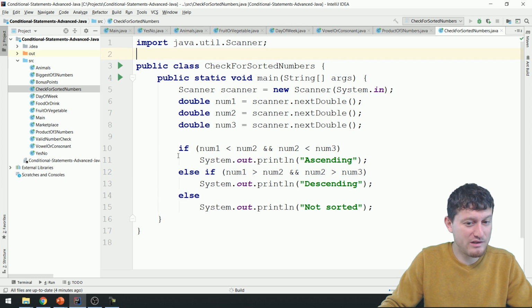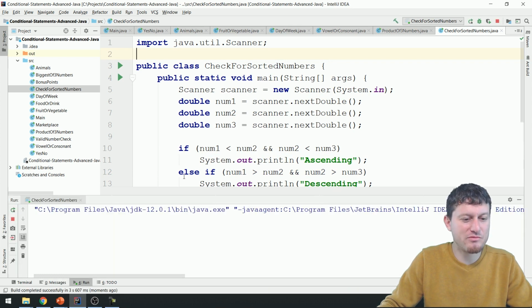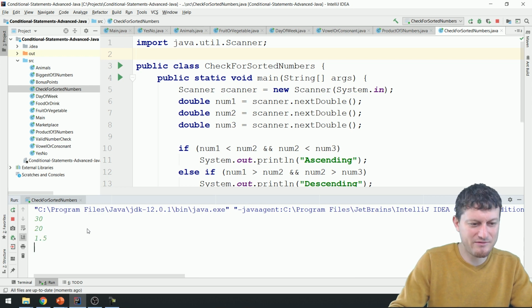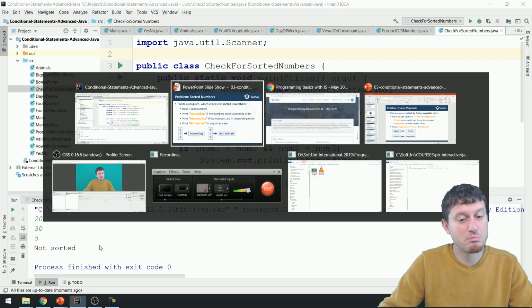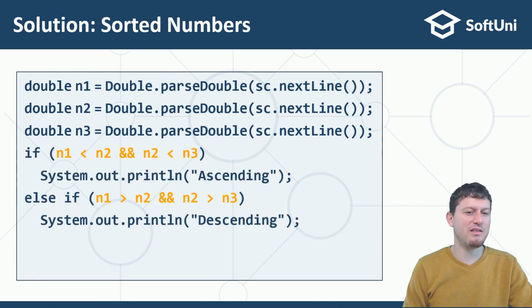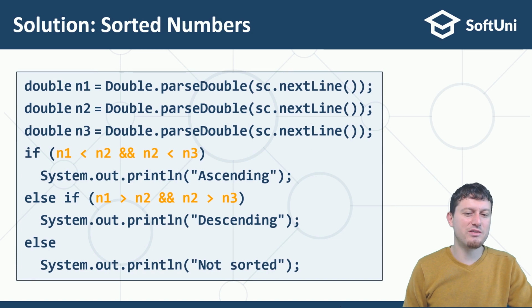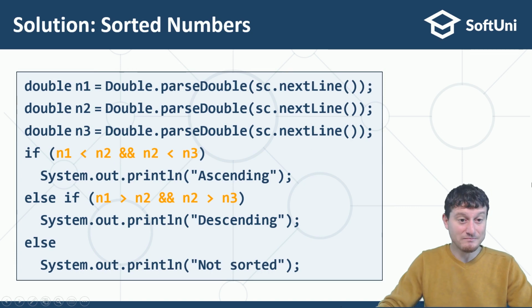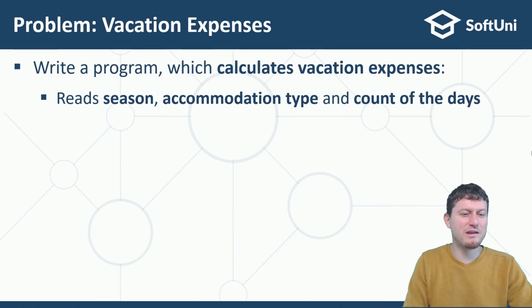Let's check whether this works or not. Okay, I'm waiting for the compilation. 10, 20, 30, it's ascending. If we have 30, 20, 15, it's descending. If we have 20, 30, 5, it's not sorted. Looks correct, so let's see the original solution we had. Oh, it's exactly the same, with this strongly ascending and strongly descending problem definition. Okay, we're done with this problem, so we can go ahead with the next one.